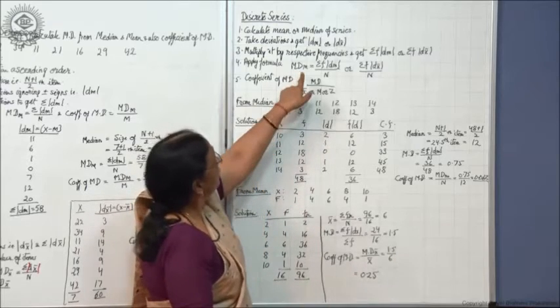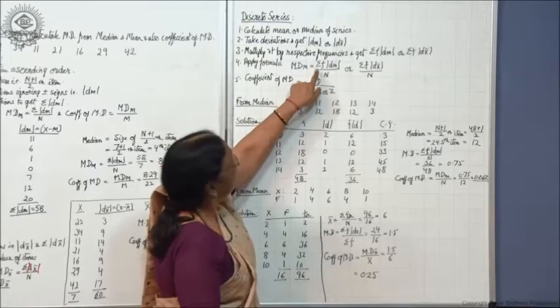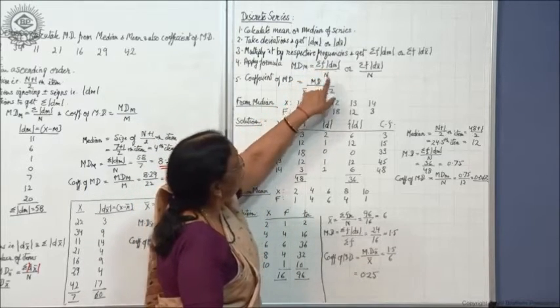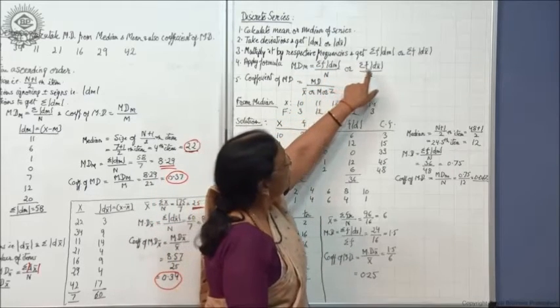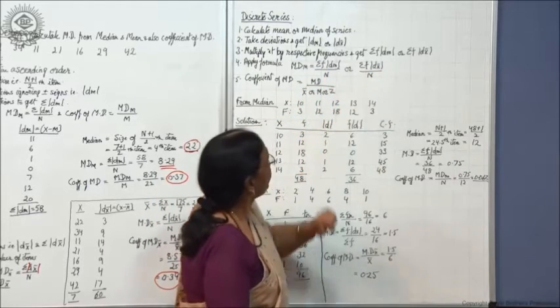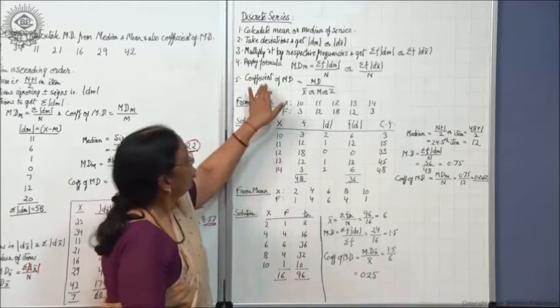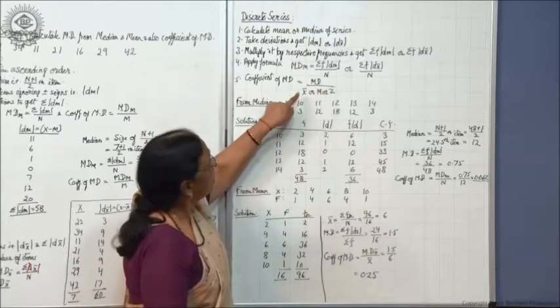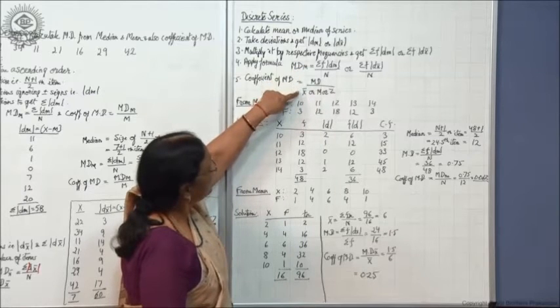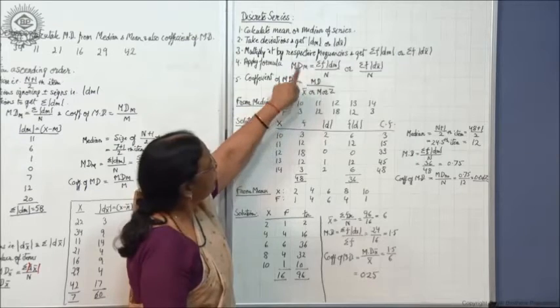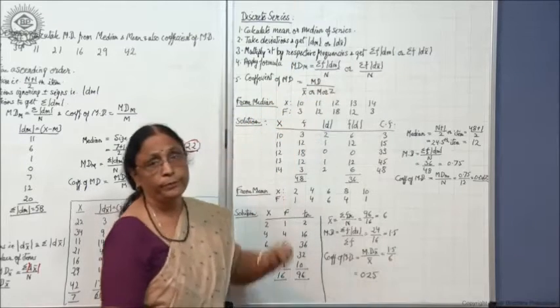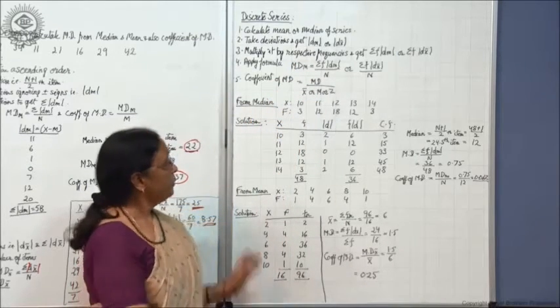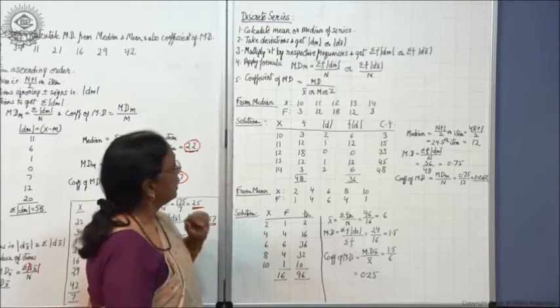So for mean deviation, apply the formula. Mean deviation is sigma f dm upon n, or sigma f dx bar upon n. The coefficient is equal to mean deviation upon x bar if you are taking the actual mean, upon m if you are taking the median, and upon z if you are taking the mode. Same pattern, only the frequencies are given.